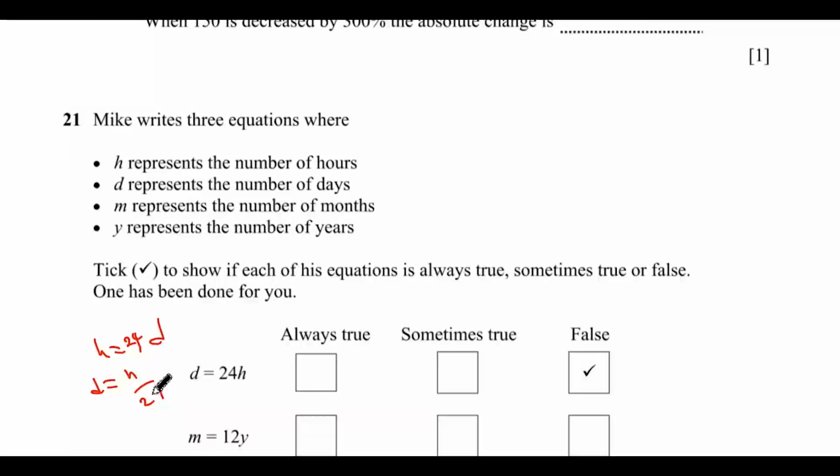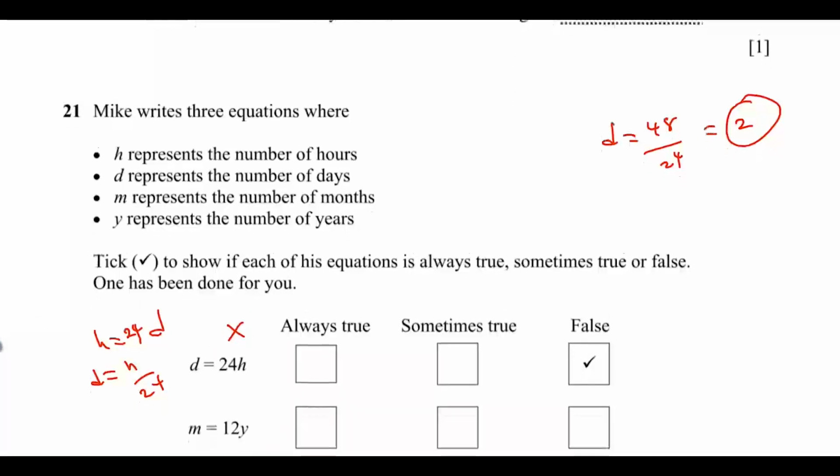Take for instance now, you want to convert 48 hours to days. If you key in 48 hours here, that means we have D equals 48 over 24, and of course this will give you 2 days, which is correct. But if you are using this one now, that means it will be 24 times 48 hours, so that is pretty incorrect. So that is why it is false.